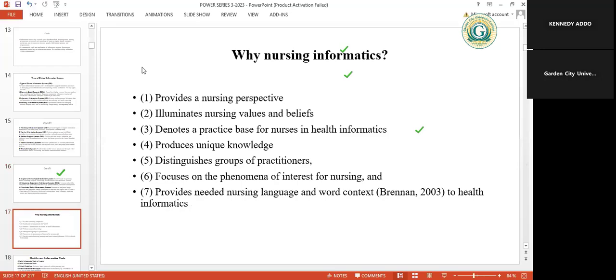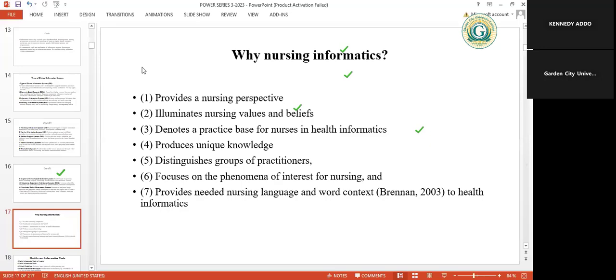Now let's talk about why nursing informatics. It provides a nursing perspective. It means that it reflects the views of nurses, because they understand the essence of technology, and therefore whatever we do reflects the ideology or the viewpoints in the field of nursing and midwifery. It also illuminates nursing values and beliefs. These beliefs and values have been there from day one.